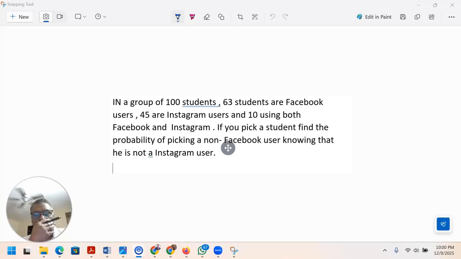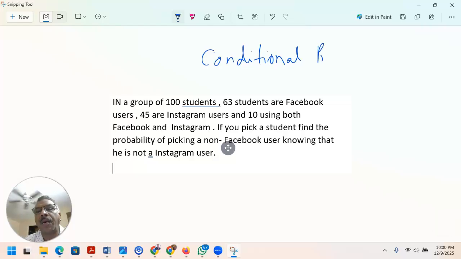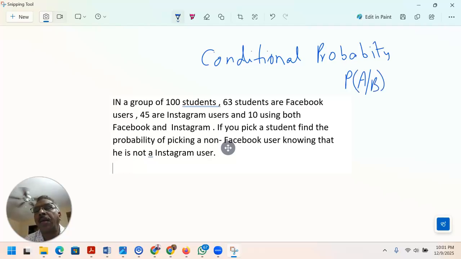Hello students. Today I would like to make a video on probability, especially on conditional probability. So let me solve one very typical problem on conditional probability where you can use probability of A when B occurred. Probability of A when B occurred is probability of A and B divided by probability of B.